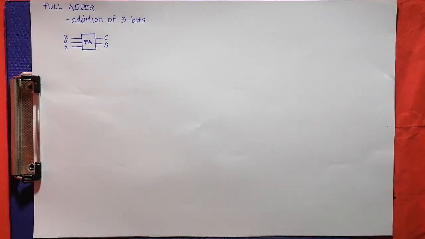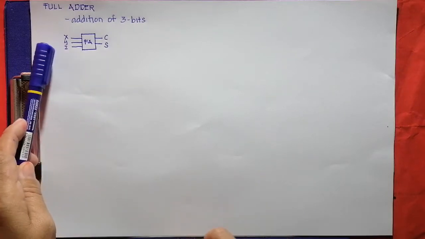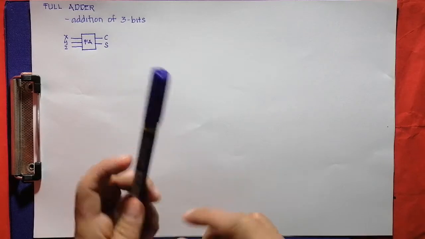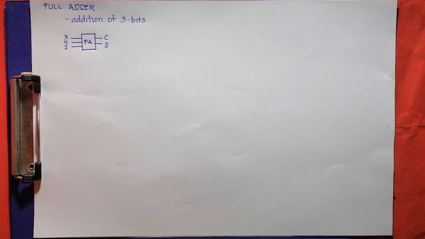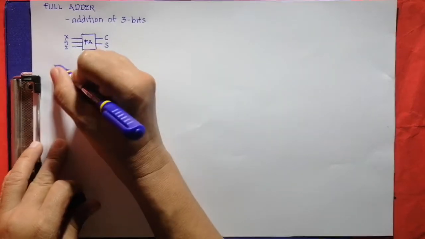Let us now discuss the full adder. So full adder is also a combinational logic circuit that performs addition of 3 bits. On the block diagram, we have the inputs X, Y, Z, and then the output, again, we have the carry and then the sum. So then again, we're going to have the truth table.